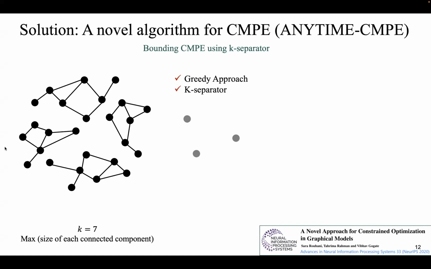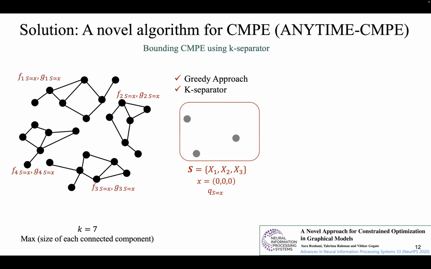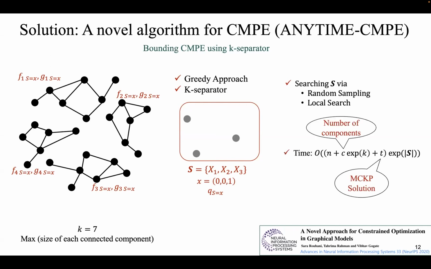So if that happens, I can take this problem and now encode it as a MCKP task and use MCKP algorithms now to solve it, right? So that is the method that we are going to use. Essentially, take this separator, do cutset conditioning, or conditioning on this separator, and then solve the CMPE task for each assignment of values to the separator. Okay. So we can either solve this problem by doing some random sampling or local search over these assignments, right?